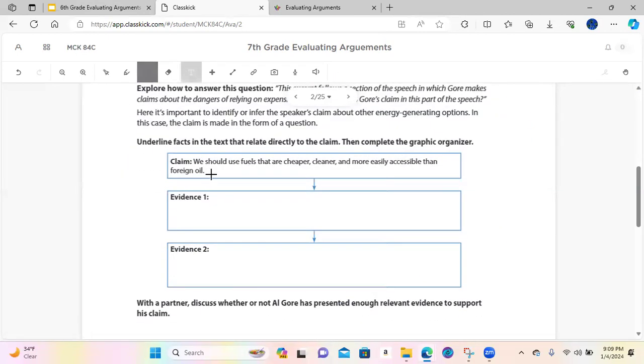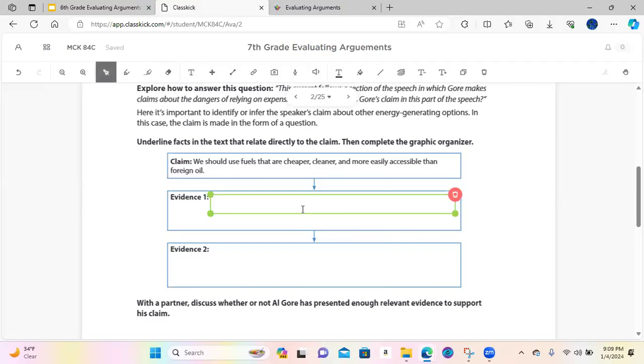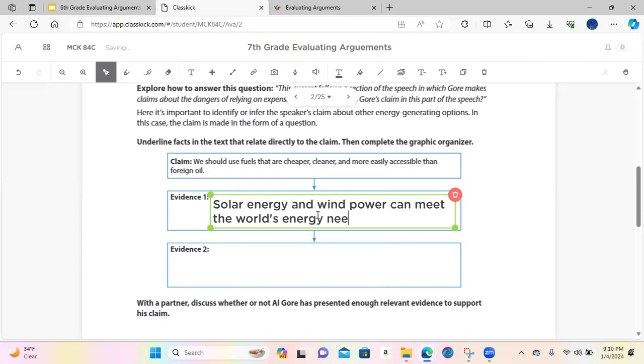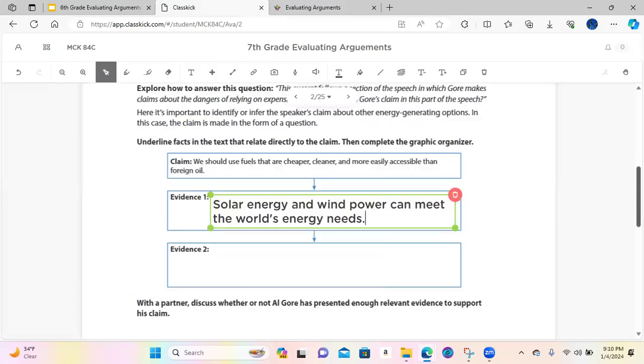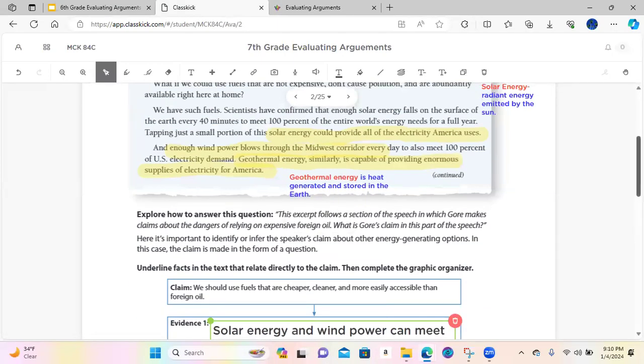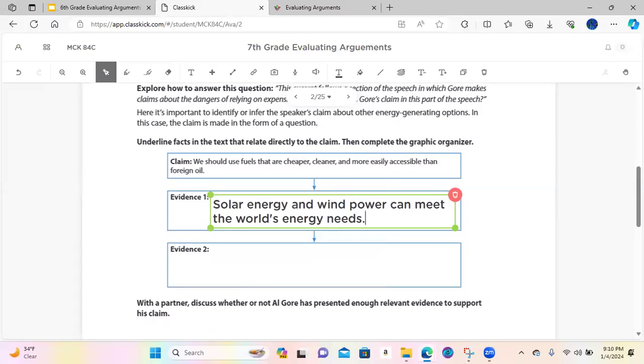So evidence one, we could say that solar energy and wind power can meet the world's energy needs. Okay, so that's evidence one. Evidence two, the other one that we found was here at the end, geothermal energy is capable of providing significant amount of electricity. That's another evidence.